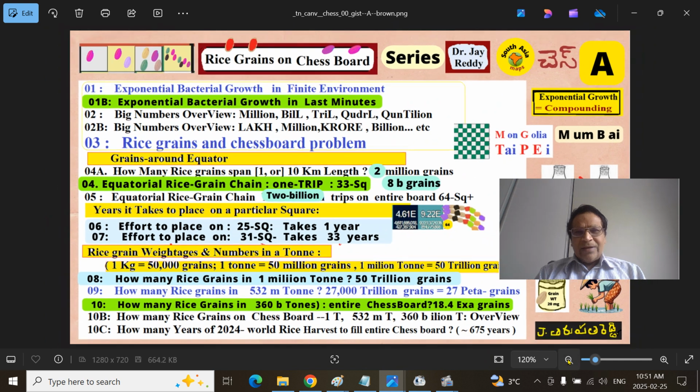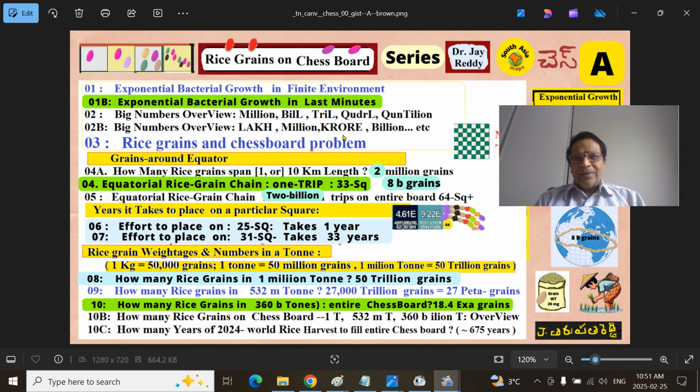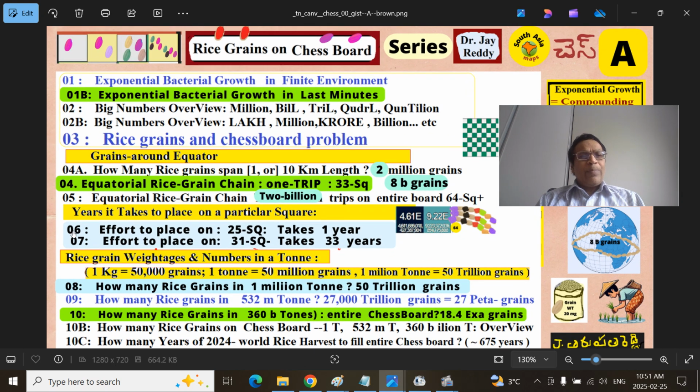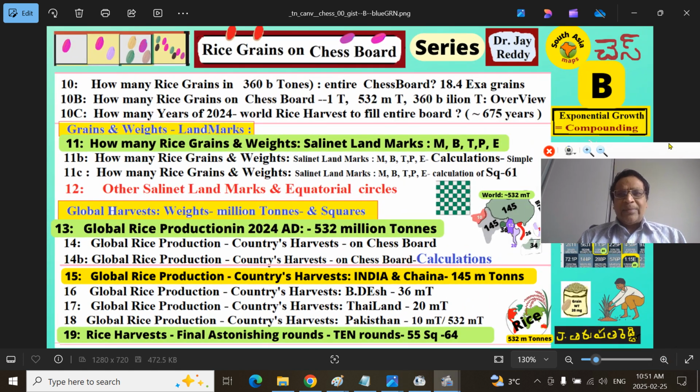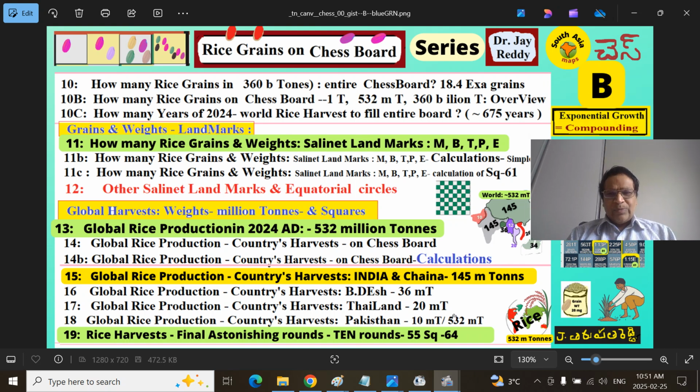These are the topics in the rice grains and the chessboard. We are now discussing part 6. The effort to place grains up to the 25th square on the board, that is, 1 to 25th including it, takes about 1 year, assuming you are able to put 1 grain on the board per second. And the rest of the related topics will be posted soon in the same rice grain chessboard series.